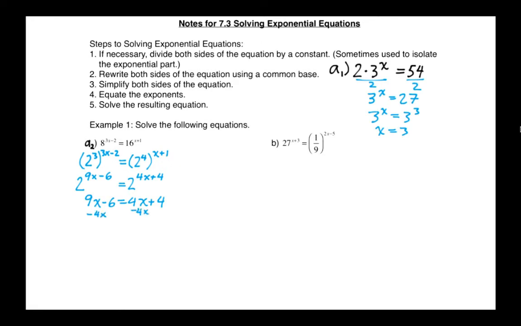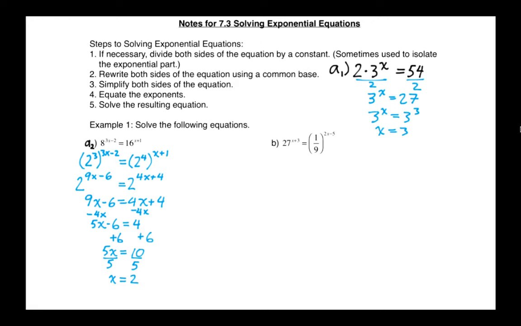So I'm going to subtract 4x from both sides. That gives me 5x minus 6 equals 4. I move the constant terms to the other side of the equation, so I'm going to add 6 to both sides. It gives me 5x equals 10. And I'm going to divide both sides by the coefficient of the variable, and that gives me x equals 2. And this is the solution of the equation.